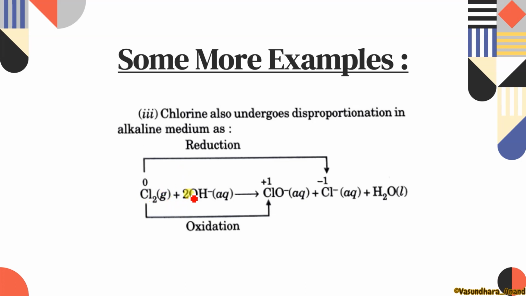Okay, so Cl2 with OH minus, if you'll see that, it will give you ClO minus and Cl minus, and in some books you can see that instead of ClO minus it will be ClO3 minus. So actually that depends upon this OH, that alkaline medium. If it is hot and concentrated, then it will give you ClO3 minus. Okay, but if it is cold and dilute, then it will give you ClO minus.